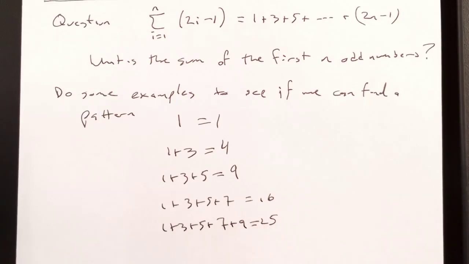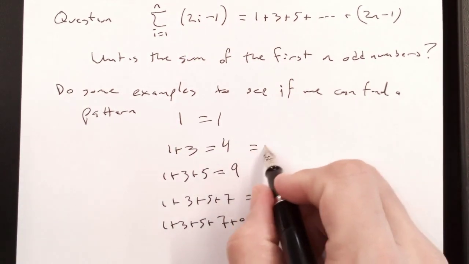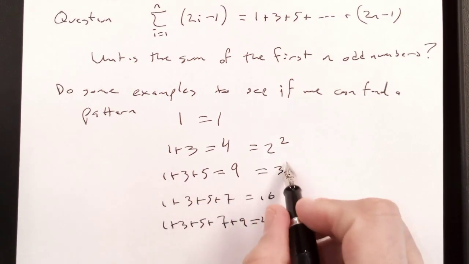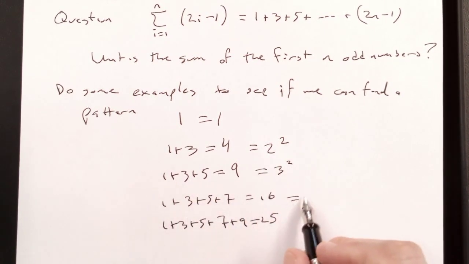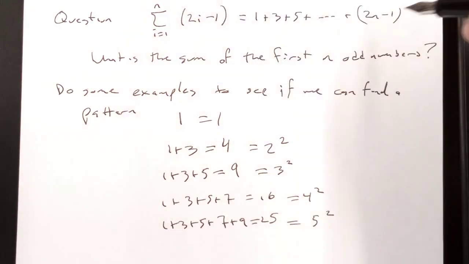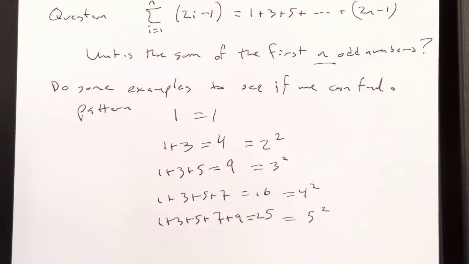Hey, wait a minute. What do you notice about all those totals on the right-hand side? And not just any squares. This was the first 2 odd numbers, and that's 2 squared. This was the first 3 odd numbers, and that's 3 squared. That's the first 4 odd numbers, that's 4 squared. So if this total is the first n odd numbers, what's a pattern I think should work? Square what? And aha.